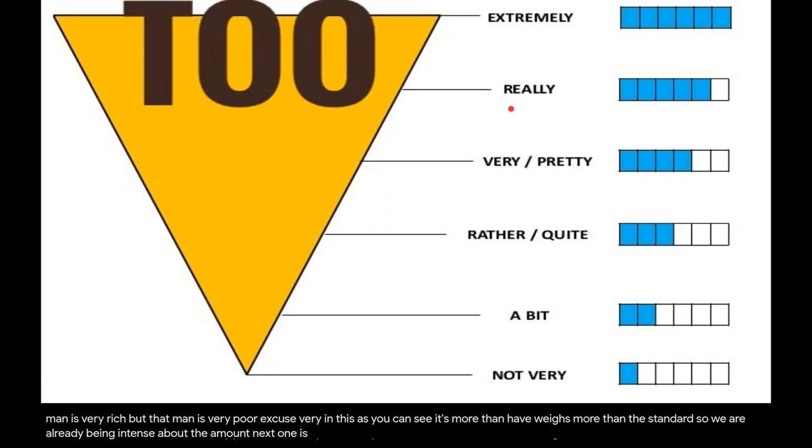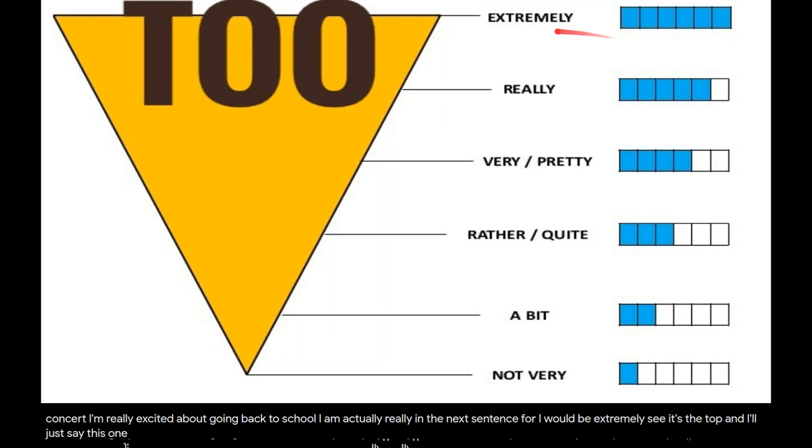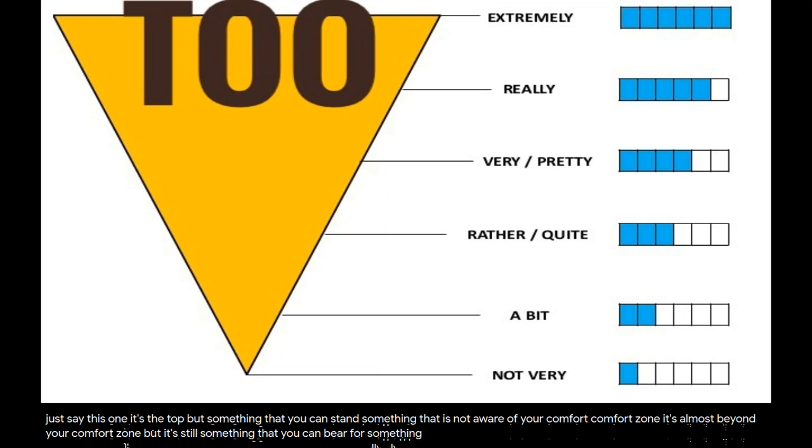Next one is really. Here we have almost the top. For example, if I say, I'm really excited about the concert. I'm really excited about going back to school. Well, I am actually. And the next intensifier would be extremely. See, it's the top, but something that you can stand, something that is not out of your comfort zone. It's almost beyond your comfort zone, but it's still something that you can bear. For example, it's extremely hot.